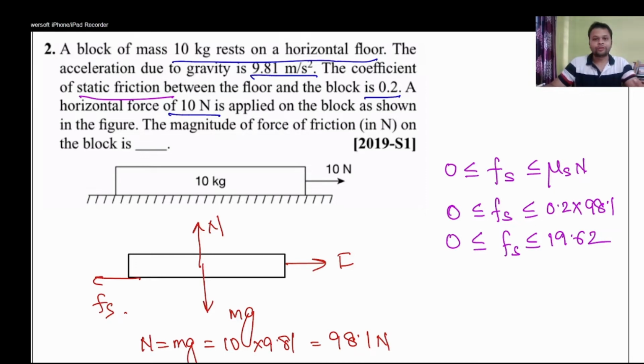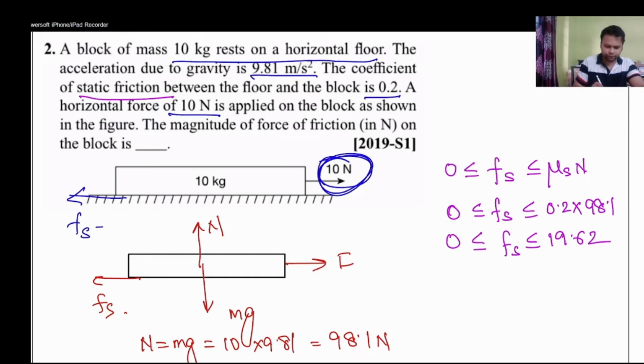So the static friction varies from 0 to 19.62. As I said, static friction is a self-adjusting friction. It will only act that much as is required. Now here the external force is 10 Newton. So to balance an external force of 10 Newton, how much will be the static friction force? It will also be equal to 10 Newton.